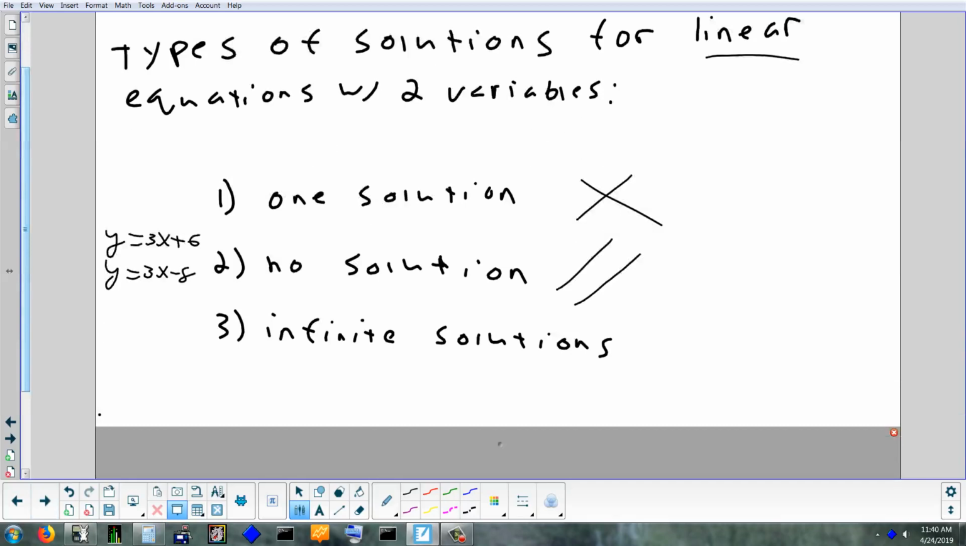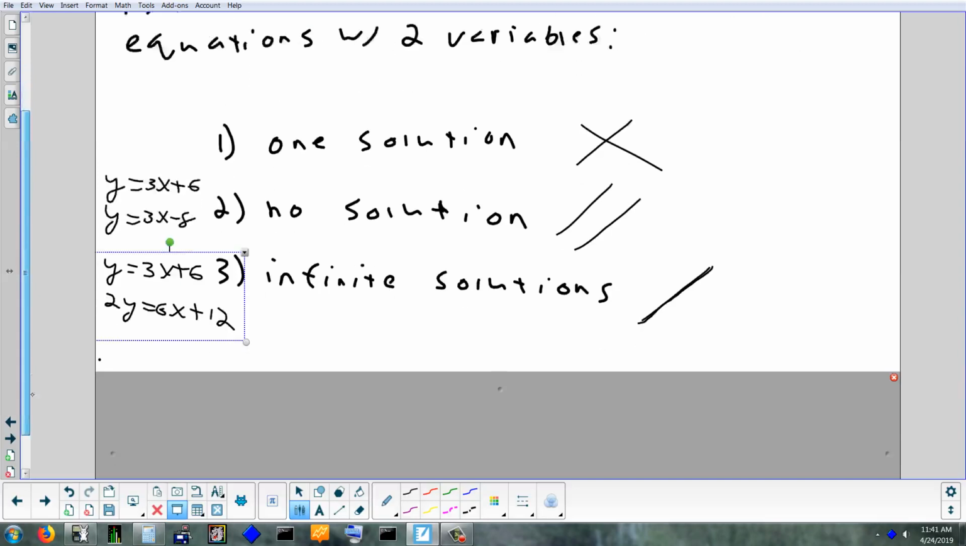Yep. Same line. Might not look like the same line on paper when you get it, but if I gave you y equals 3x plus 6 and 2y equals 6x plus 12, it's the same equation. All I did was take everything in the top equation and double it to get the bottom one. So they're the same thing. So infinite solutions, same line. Questions on the special cases? Okay.